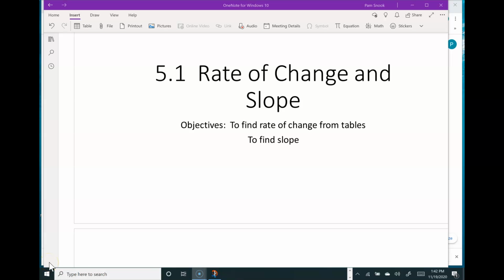Hello, everybody. This is Mrs. Snook with section 5.1, which is on rate of change and slope. And our objectives are to find the rate of change from tables and to find slope.